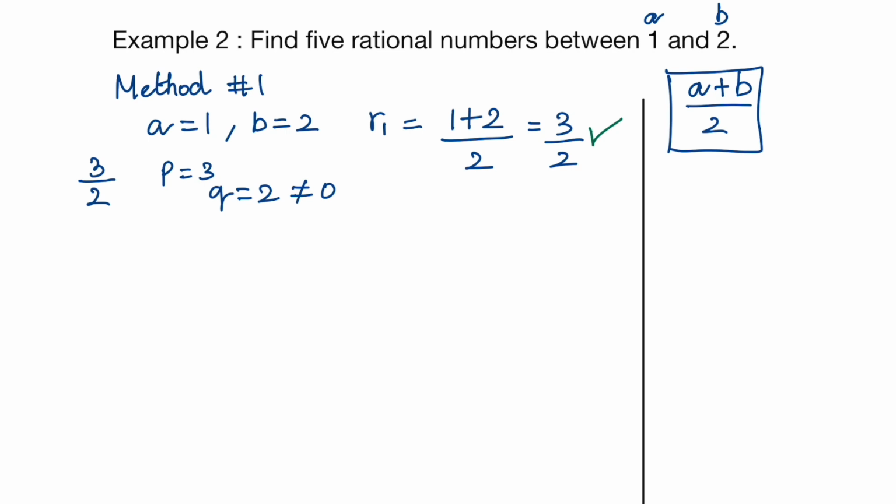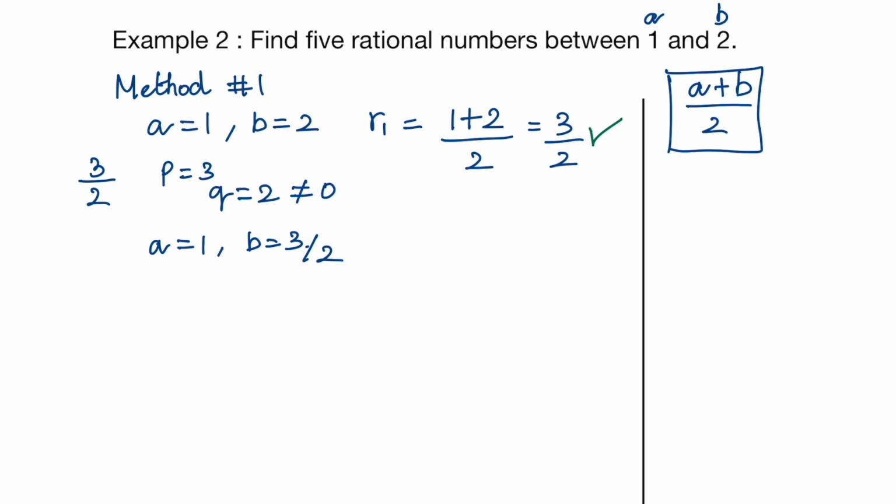So what you are going to do is replace b with 3 by 2. We are going to do the same thing again. Now a is equal to 1 and b is equal to 3 divided by 2 instead of 2. What we have essentially done is take a range 1 to 2 and find a number in between, which is a rational number.